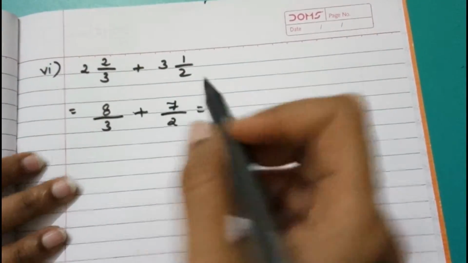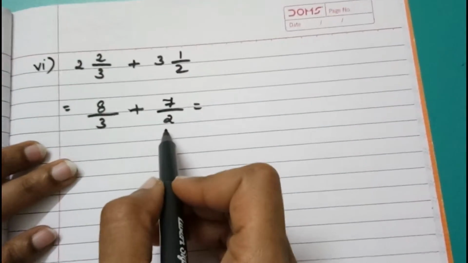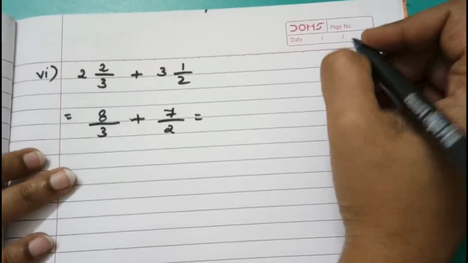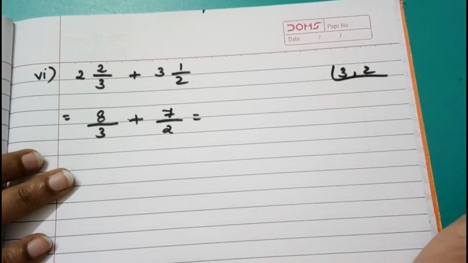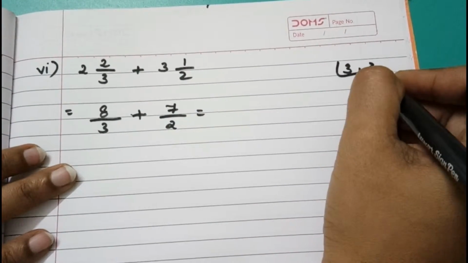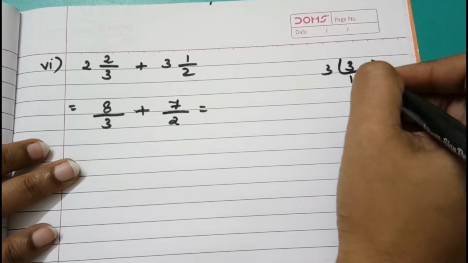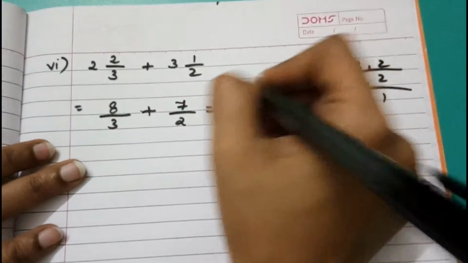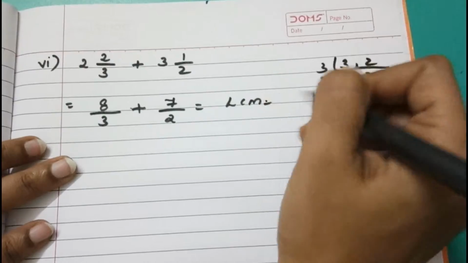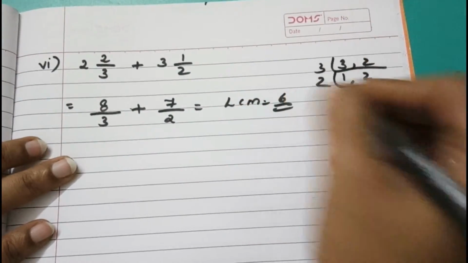Now what we need to do, since the denominators are different, we need to find the LCM. LCM of 3 and 2. 3 and 2, anything is common? No. So 3 1 and 2, 2 1 and 1. So what is the LCM here? LCM here is 6. 3 2s are 6.